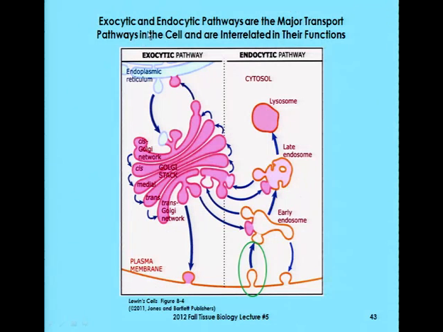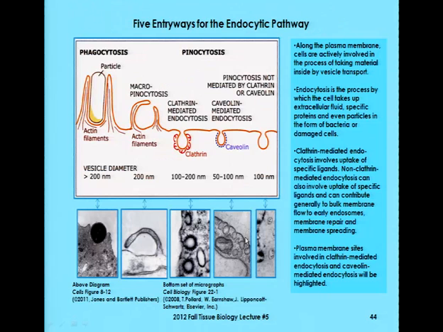So exocytic and endocytic pathways are the major transport pathways in the cell. And from this diagram, we can see that there's some feeding of the exocytic pathway into the endocytic pathway from the Golgi into either early endosomes or late endosomes. But before we discuss the early and late endosomes, let's first consider the process of endocytosis.